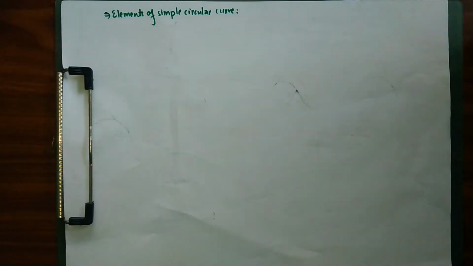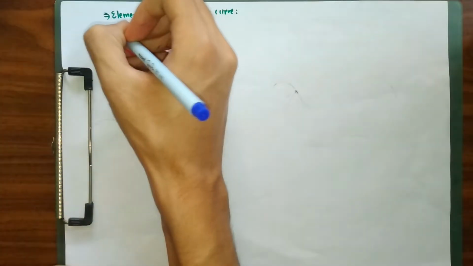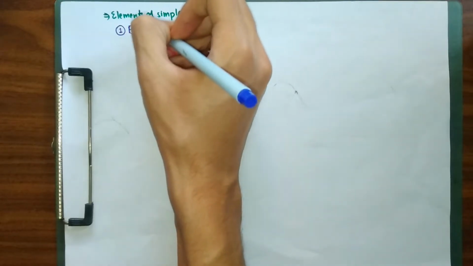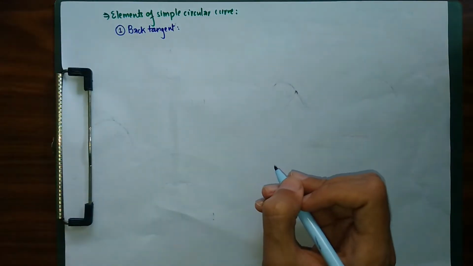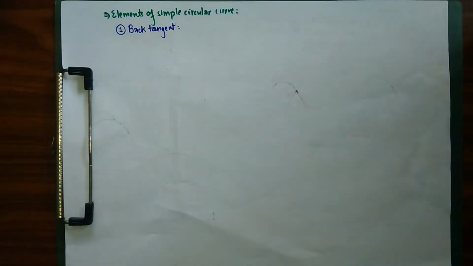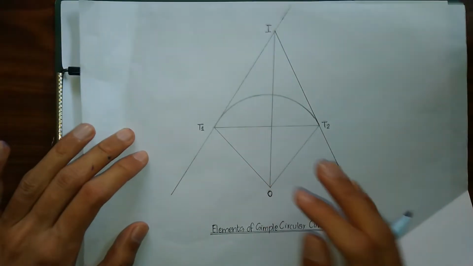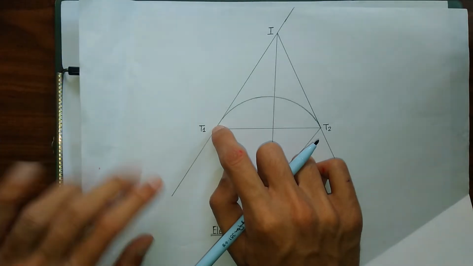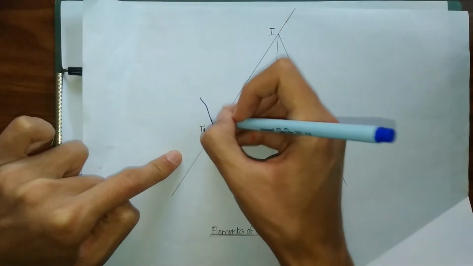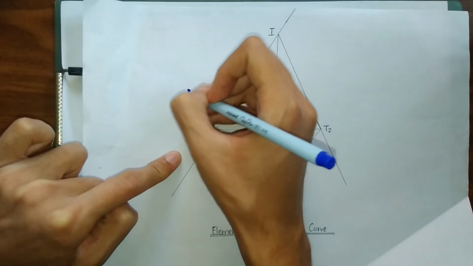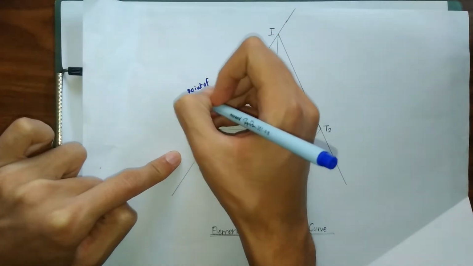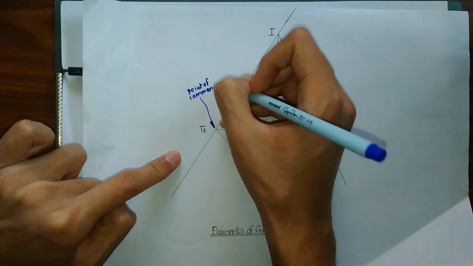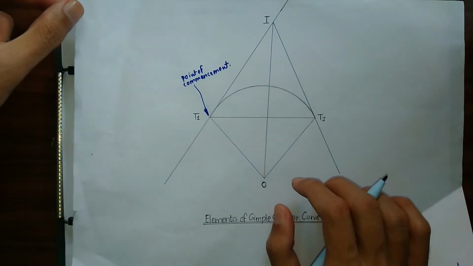First and foremost, we'll be talking about our first element, which is the back tangent. So what is a back tangent? The back tangent is simply our tangent T1I at the point of commencement. This point T1, as you can see here, is where our curve has begun. This is going to be our point of commencement, which simply means the point where our curve has begun.